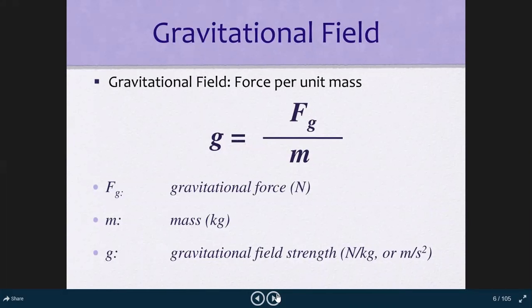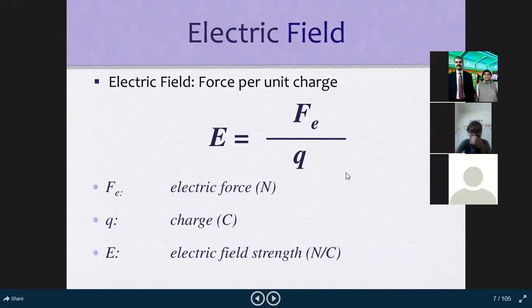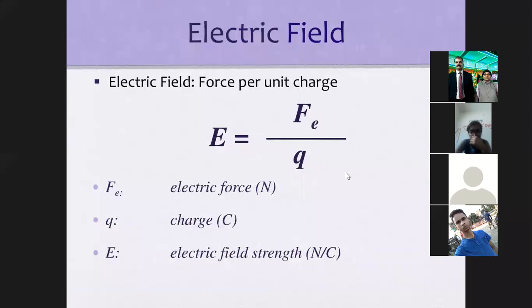Next, in the same way as you have seen in the previous case of gravitational field intensity, the electric field is also defined as the force experienced by a unit positive charge when brought near a source charge. Remember, we have to recall two kinds of charge. One is the source charge and the other is the test charge. The test charge is negligibly small in comparison to the source charge.